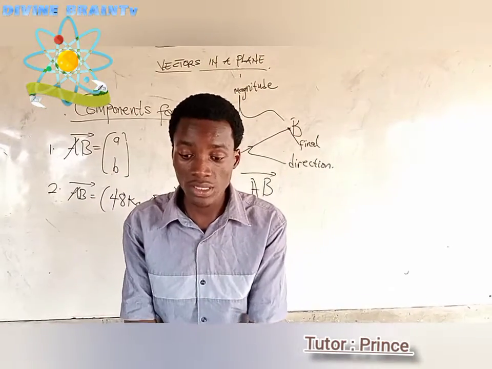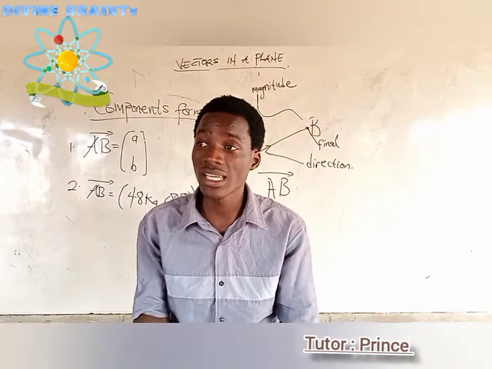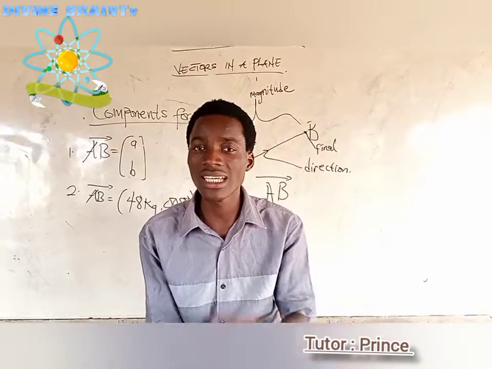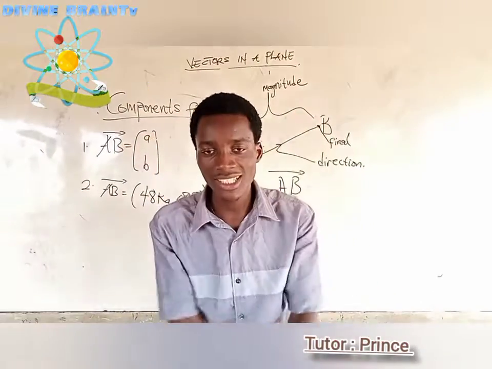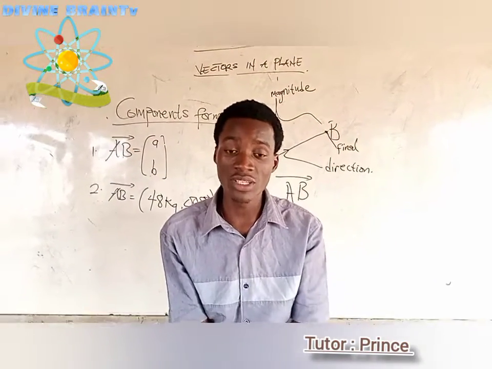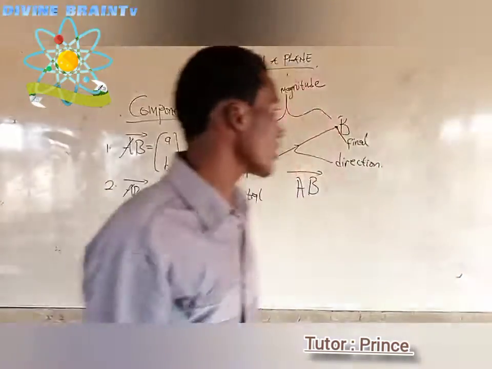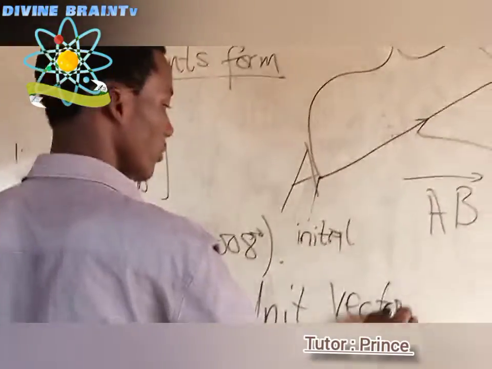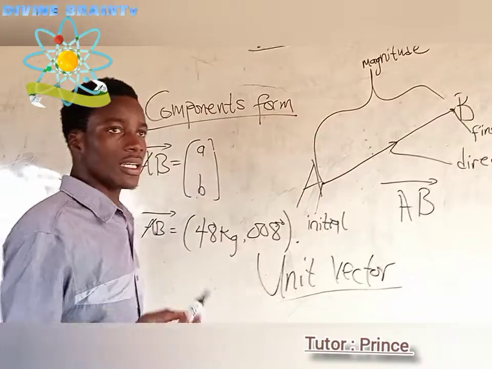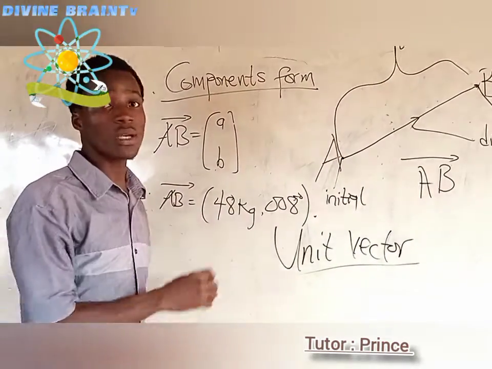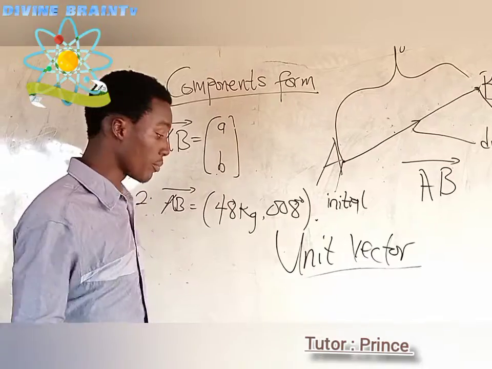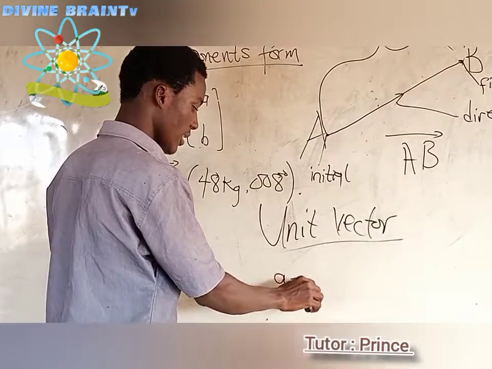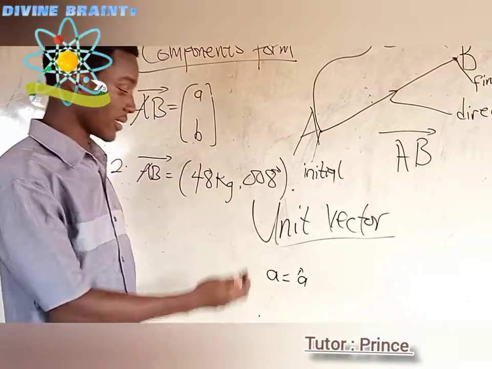So let's quickly move to the unit vector. We said a unit vector is one which has a magnitude of one, and it is denoted by putting a circumflex, or a hat, on top of the letter. For example, if it is A, the unit vector of A becomes A circumflex, or someone will say A hat. So that is very simple.